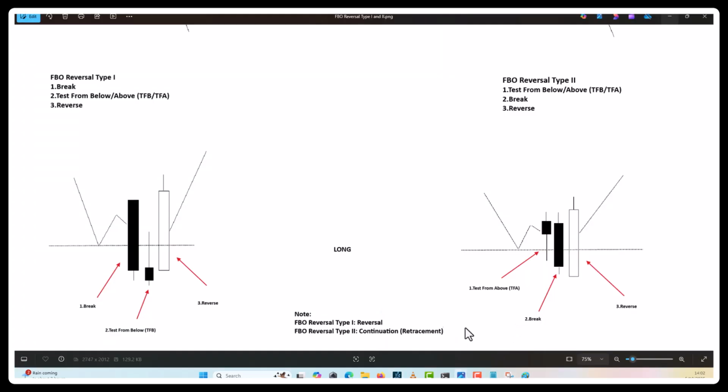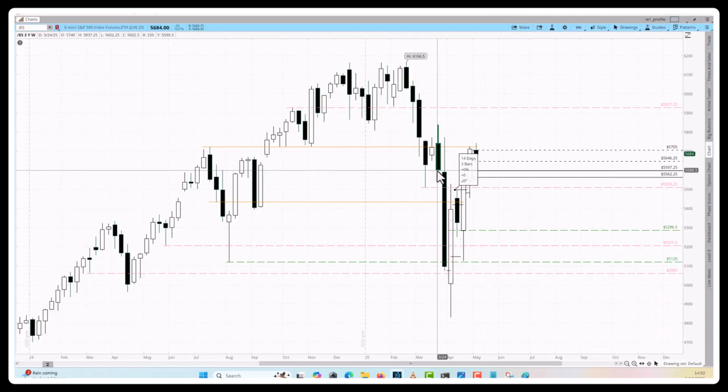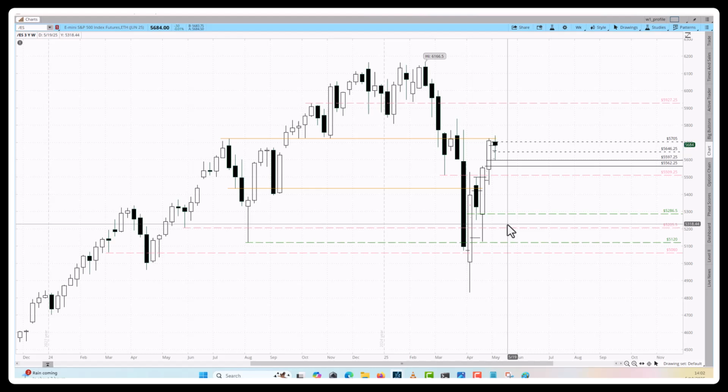Go back to our playbook right here. You see the type 1 right here. Breaks, tests from below and reverses. That is break that from below and reverse right there.